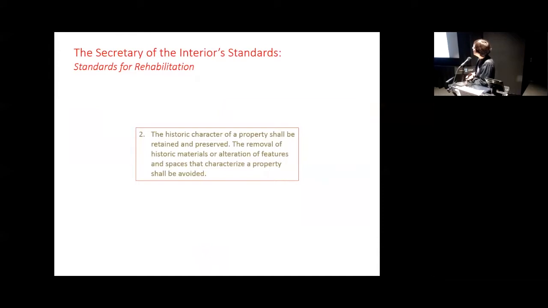Okay, so standard number 2: the historic character of a property shall be retained and preserved. The removal of historic materials or alteration of features and spaces that characterize a property shall be avoided. Again, I don't have a whole lot on this one because our time is limited and this is fairly self-explanatory, but it starts out with knowing the building, knowing its historic characteristics, being able to identify its character-defining features. Yes?